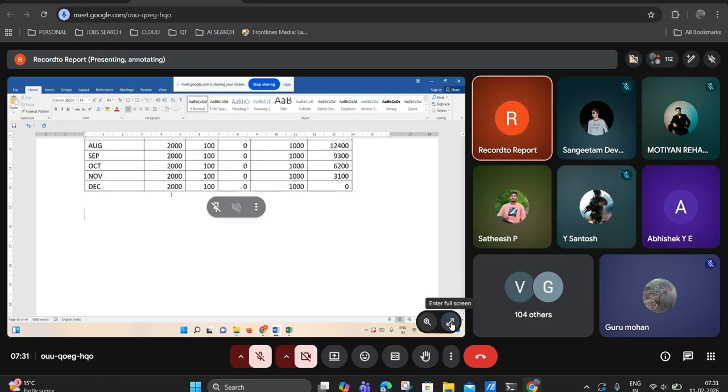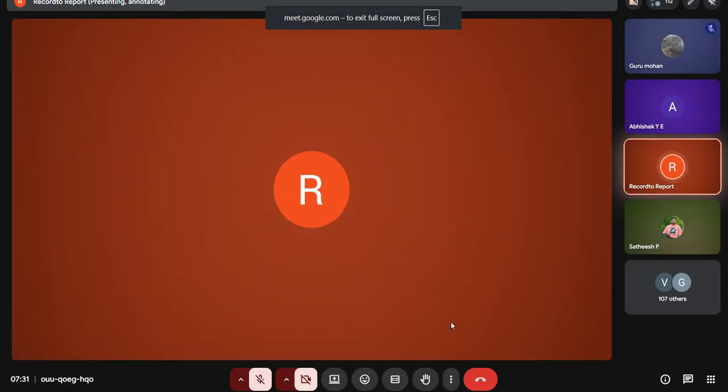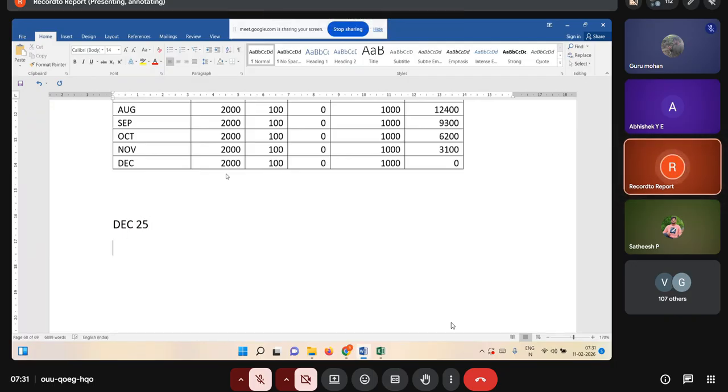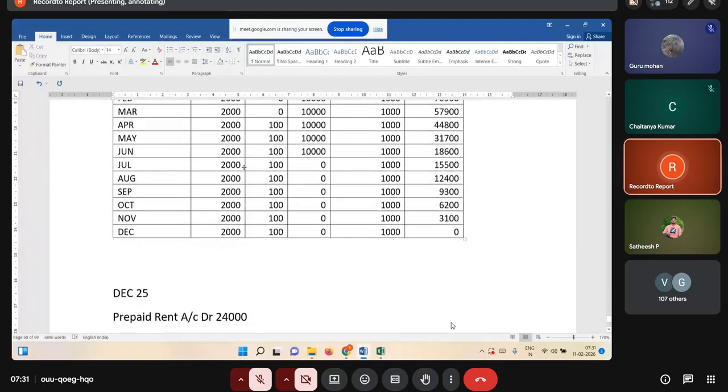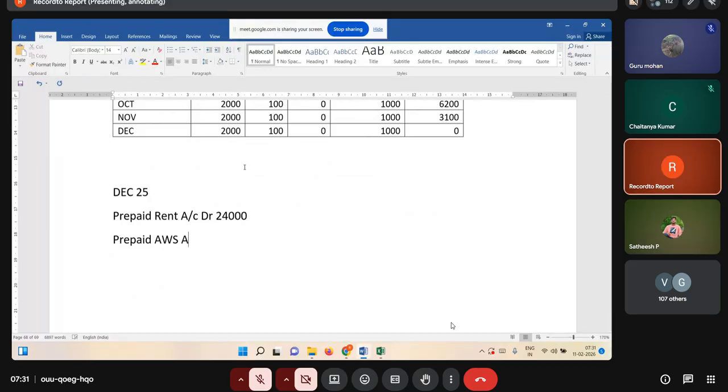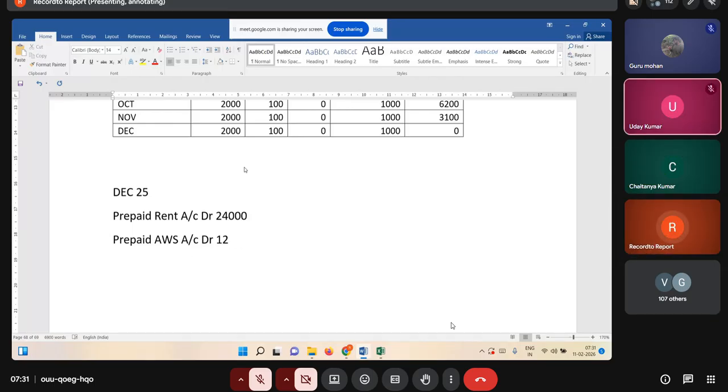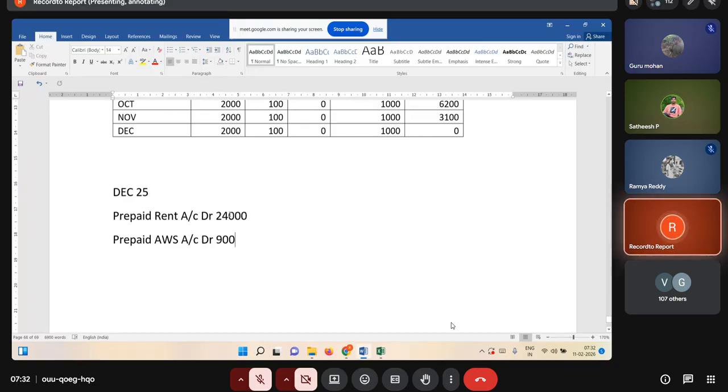See, December 25, what are the prepayments we are making, guys? Prepaid rent is for how much amount? 24,000. And what is this prepaid AWS, Amazon Web Subscriptions? How much amount did we pay? 1,200. Rent is 60,000. Yes, prepaid rent is 60,000.